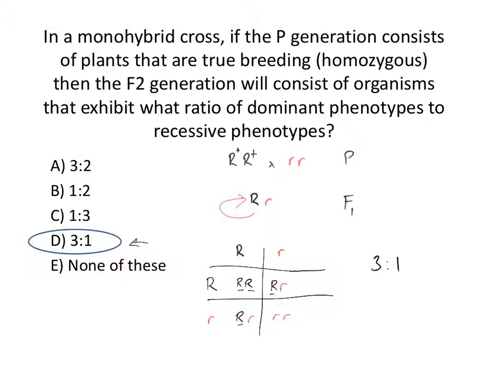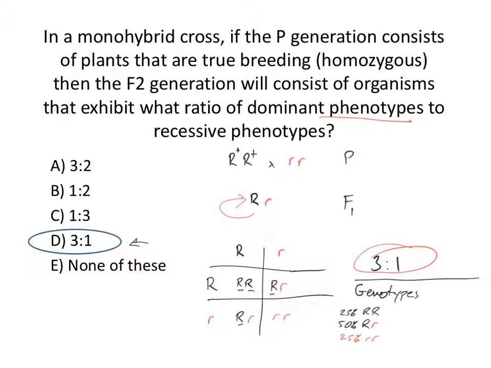If it had asked about genotypes, that would be very different. Here what we would find is that 25% would be homozygous dominant, 50% would be heterozygote, and then finally 25% would be homozygous for the recessive. However, the question asks about phenotypes, and hence we have this 3-to-1 ratio. As I said, this is essentially all of the Mendel crosses that I showed in class.